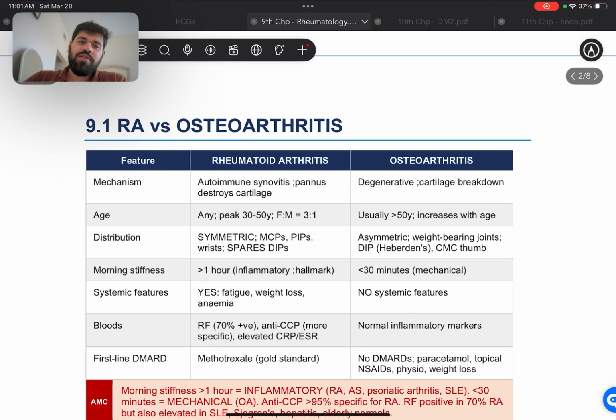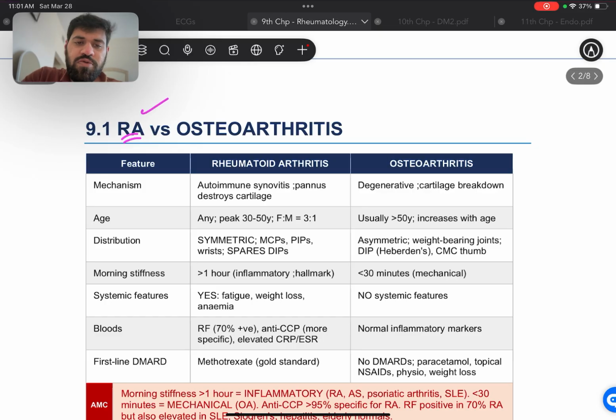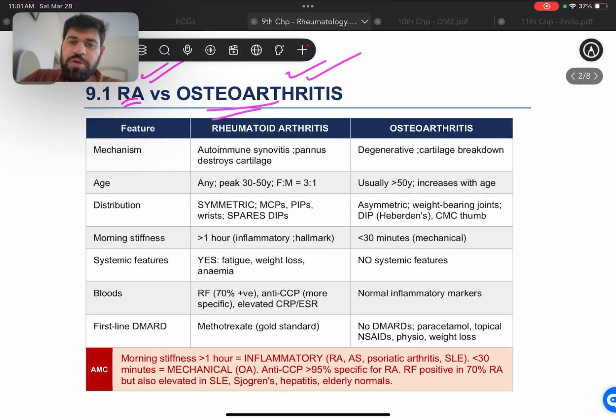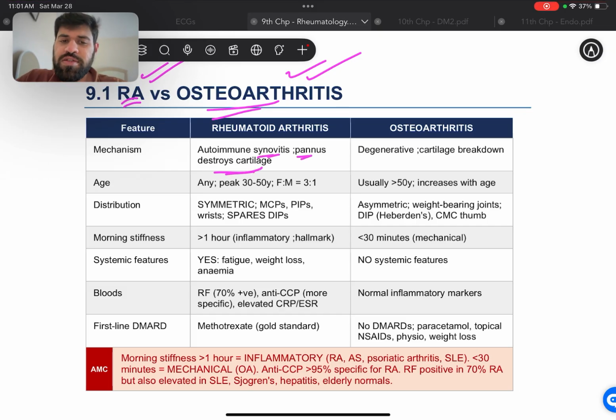Now to start off between these two topics, rheumatoid arthritis and osteoarthritis, a lot of questions come from these two topics and comparison between them, especially the mechanism, the testing for them, then what would be the blood test and the treatments for them. Now the mechanism of rheumatoid arthritis is going to be autoimmune synovitis with pannus destroys cartilage, whereas osteoarthritis is more degenerative and cartilage broken down.